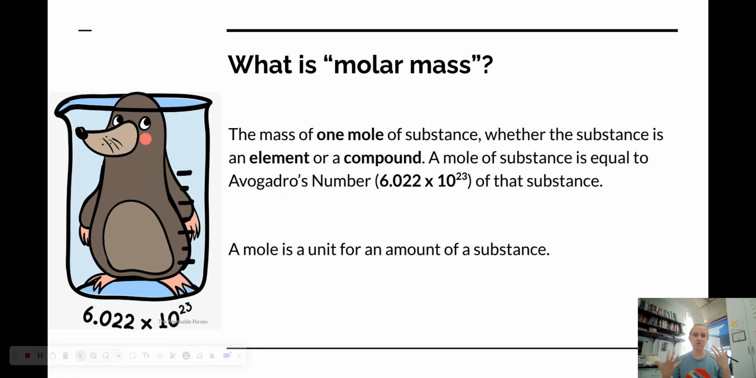So a mole is just a unit for an amount of a substance. It's a way for us to look at an amount of atoms without having to use huge numbers like 6.022 times 10 to the 23rd, because that's 23 zeros at the end.